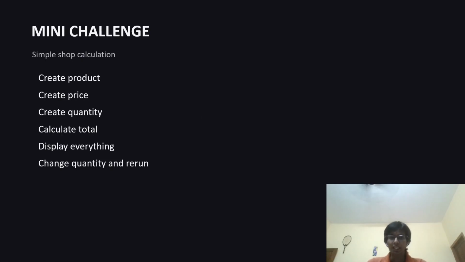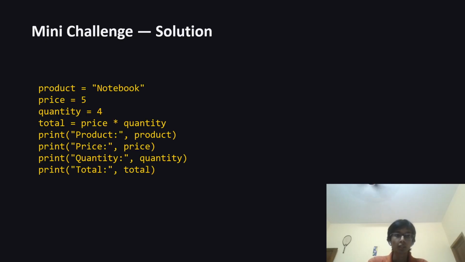Now we have a mini challenge. This is what I was pretty excited for. So we are going to make a simple shop calculation. We're going to create a product. We're going to create a price. We're going to create a quantity. We're going to calculate its total, display everything, change quantity, and rerun.